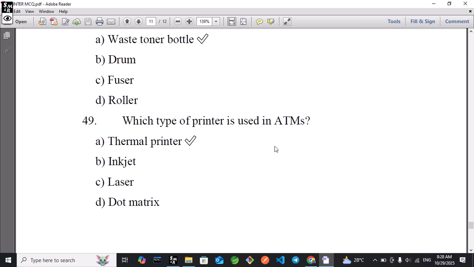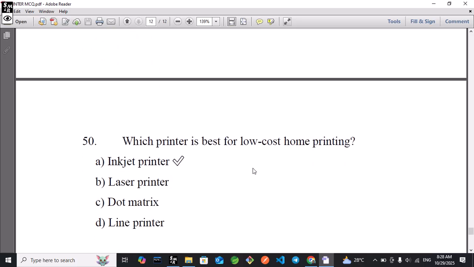Which type of printer is used in lithium? Thermal printer. Which printer is best for low cost home printing? Inkjet printer.